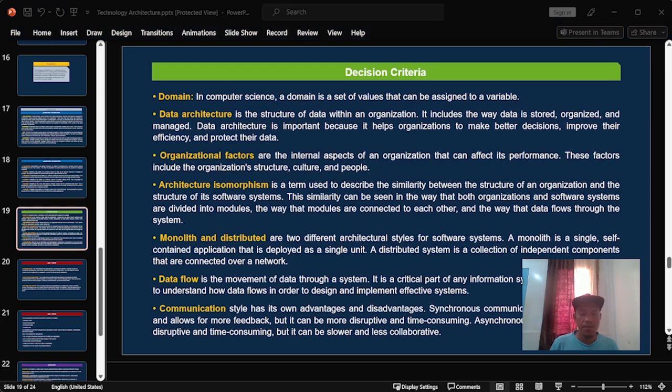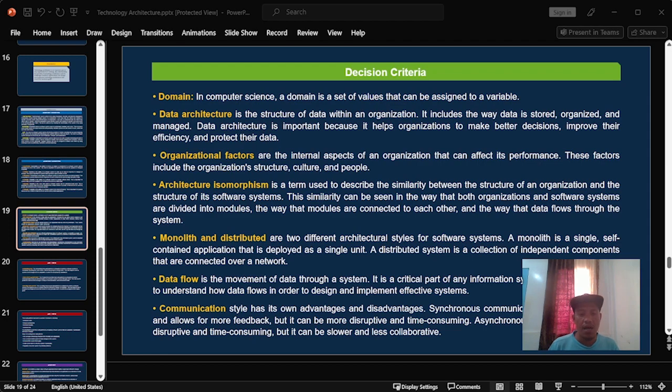Data flow is the movement of the data through a system. It is a critical part of the information system, and it's important to understand how the data flows in order to design and implement an effective system. So you need to design the data flow: how do they start and how it ends in designing the system.